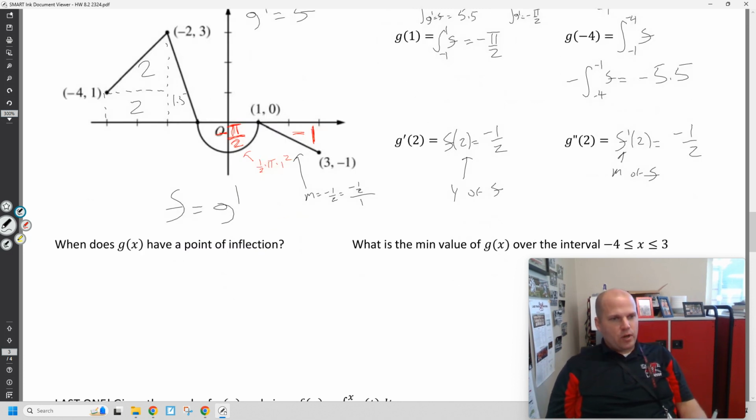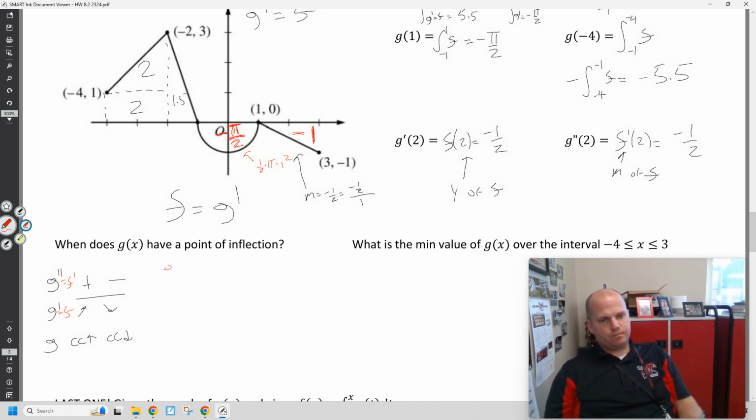When does G have a point of inflection? Again, G double prime, which equals F prime, will tell me about G prime, which will tell me about G. G double prime switching signs means G prime switches directions, which means G switches concavity. G prime changes from increasing to decreasing and vice versa. G prime equals F. G double prime equals F prime. So we're looking for when F changes direction.